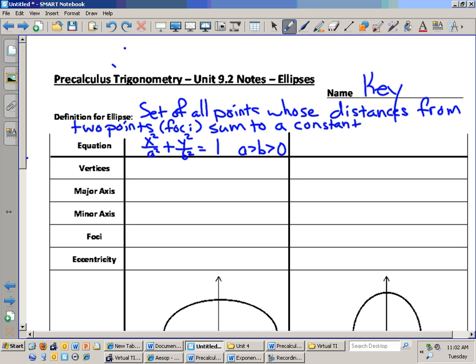You could have another form of an ellipse. The first one is horizontal, the second one is vertical. This one would be x squared over b squared plus y squared over a squared is equal to 1, where a is greater than b is greater than 0. So a is always the bigger number. Notice a isn't on the bottom, but a squared is on the bottom. If a squared is underneath x squared, then it's stretched more horizontally. If a squared is under y squared, then it's stretched more vertically. Okay, so that's what happens.